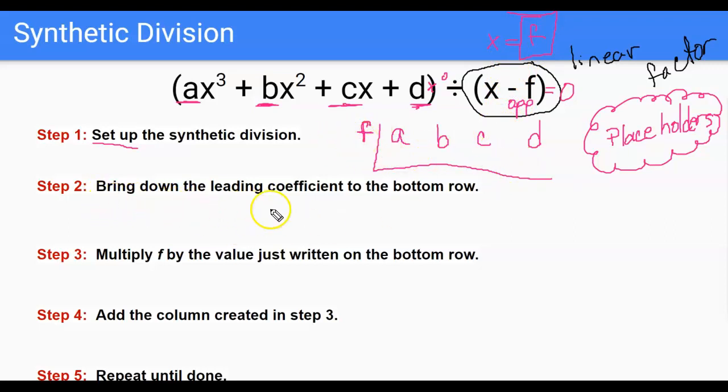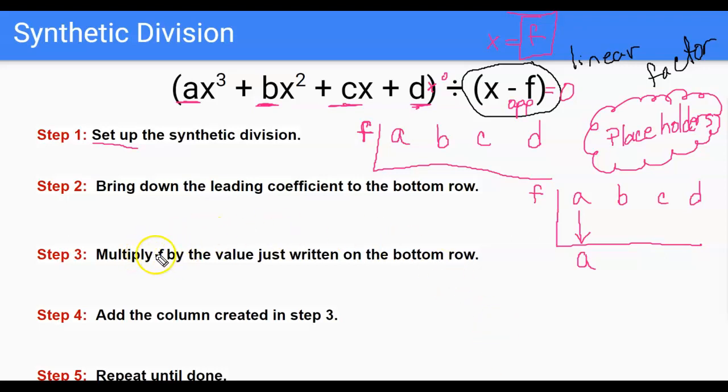Now, to get the synthetic division started, we're going to bring down the leading coefficient to the bottom row. So where we have all of the coefficients written up here, and we have that divisor, the opposite of it, written out here, the first step is to carry down this first leading coefficient, and it's just going to go down to the bottom. That's kind of what gets the ball rolling, so to speak. That's going to get us started.